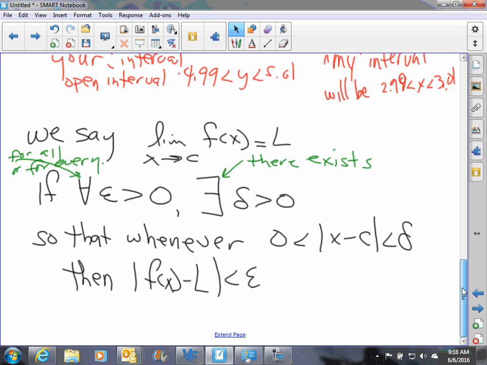And then when 0 is less than the absolute value of x minus c is less than delta, in other words, if I have an x that's in the delta interval about c, then it will map that value into the epsilon interval about L. That's basically what it's saying.